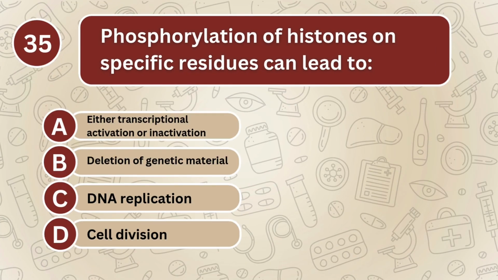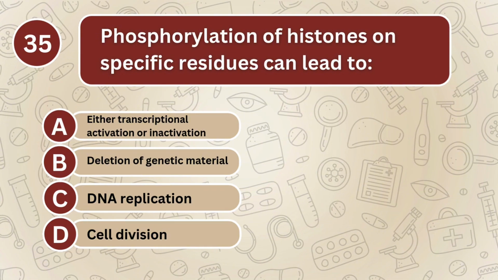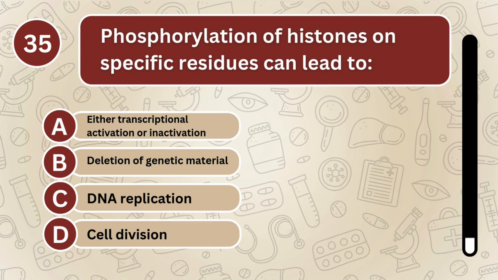Phosphorylation of histones on specific residues can lead to A, B, C, or D.